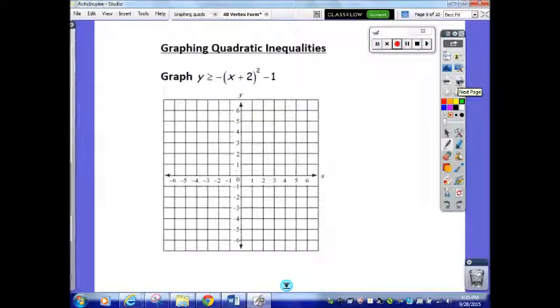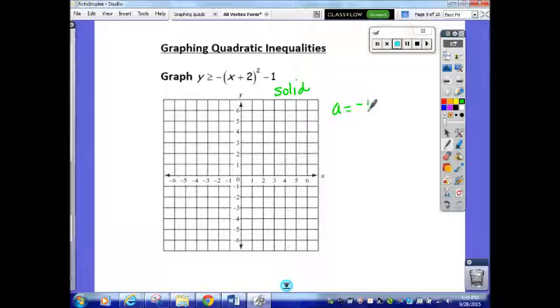All right, let's do some inequalities. You're noticing a pattern here. We're doing the same thing we did with absolute values now with our inequalities. Here again I have to decide whether it's dashed or solid. Since it's greater than or equal to, I have a solid curve. I need to graph that quadratic.